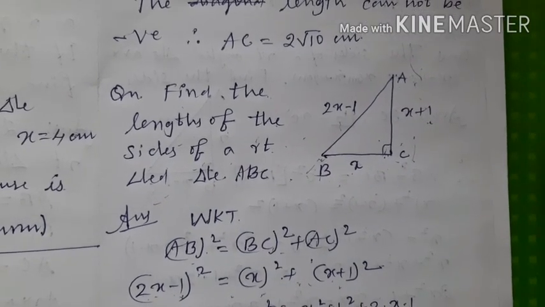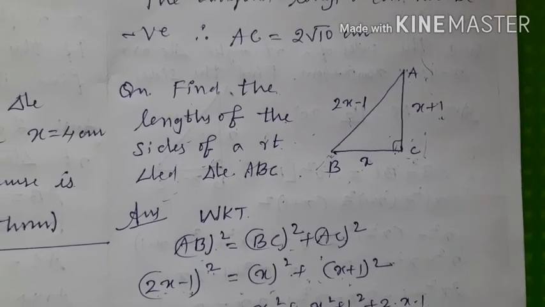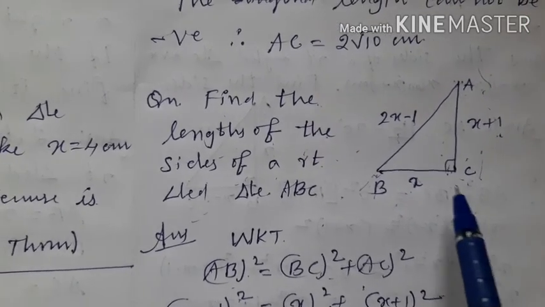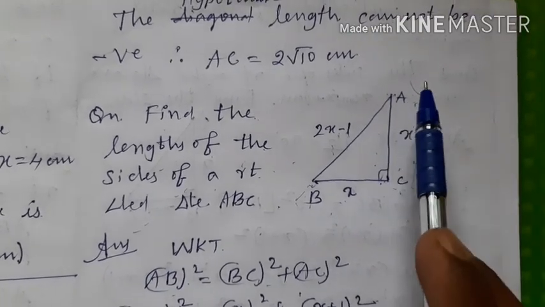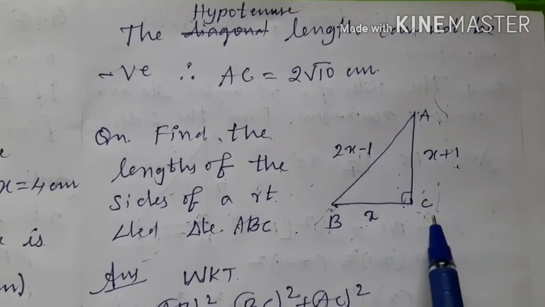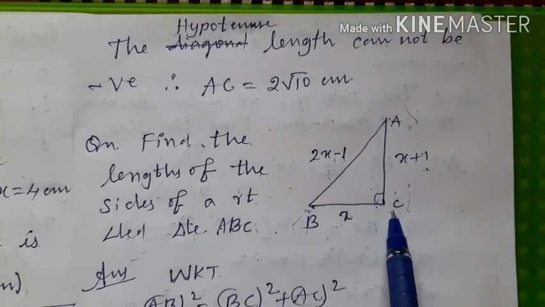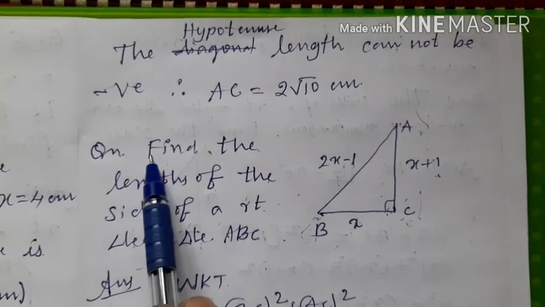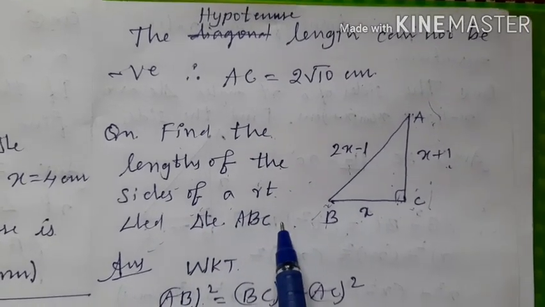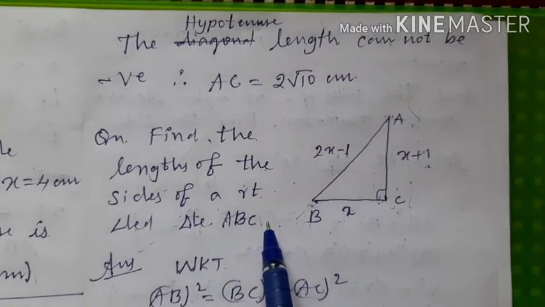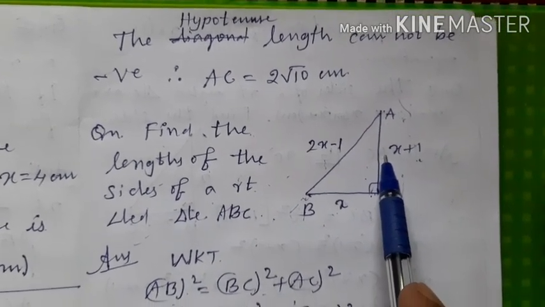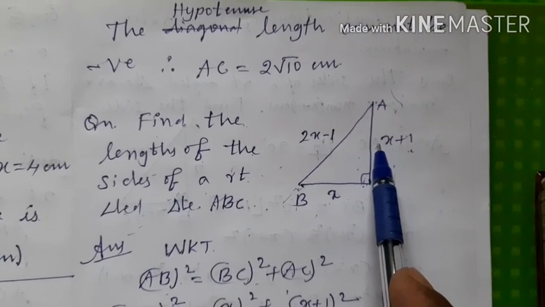At last, let us take one more very interesting problem. Here, in the adjacent side, a right angle triangle has been given whose hypotenuse is 2x minus 1 centimeter, base is x centimeter, and height is x plus 1 centimeter. We have been asked to find the lengths of the sides of the right angle triangle ABC. What to do? How to find? It is a statement problem. Look at the figure and do something mathematically and find the answer.